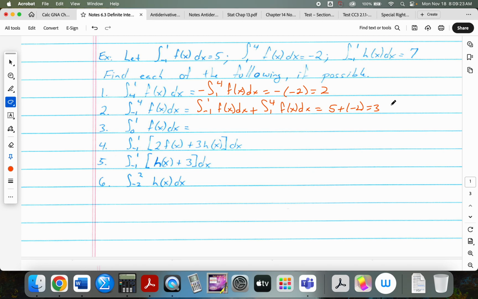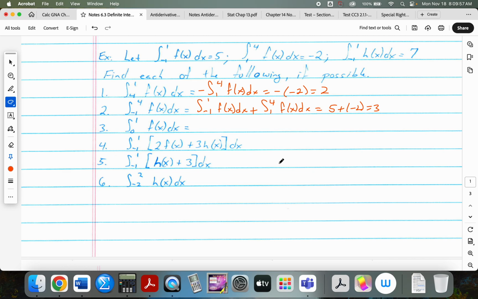All right, what about the integral from 0 to 1 of f of x dx? Any thoughts? You're thoughtless?